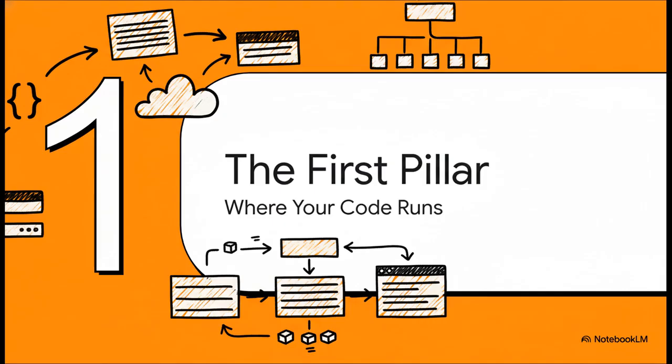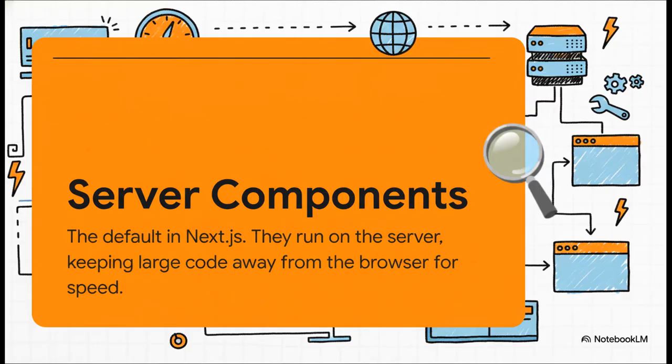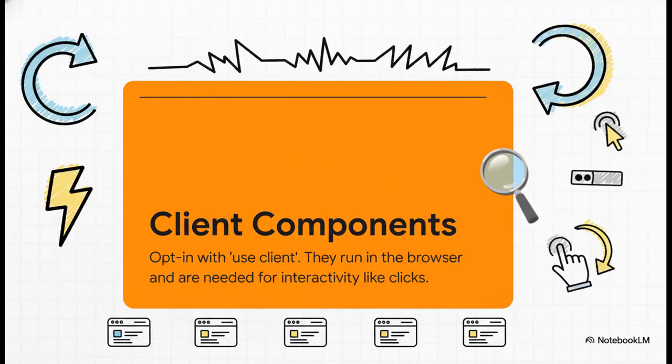The first one is all about a simple question. Where does your code actually run? Now, this is pretty cool. Out of the box, when you create a component in the Next.js app router, it's a server component. This is the default, and that means you get fantastic performance from the get-go, without even trying. But what about when you need interactivity? Like a button click or some state management? It's super simple. You just add one little line at the top of your file, use client, and boom, that component is now a client component.